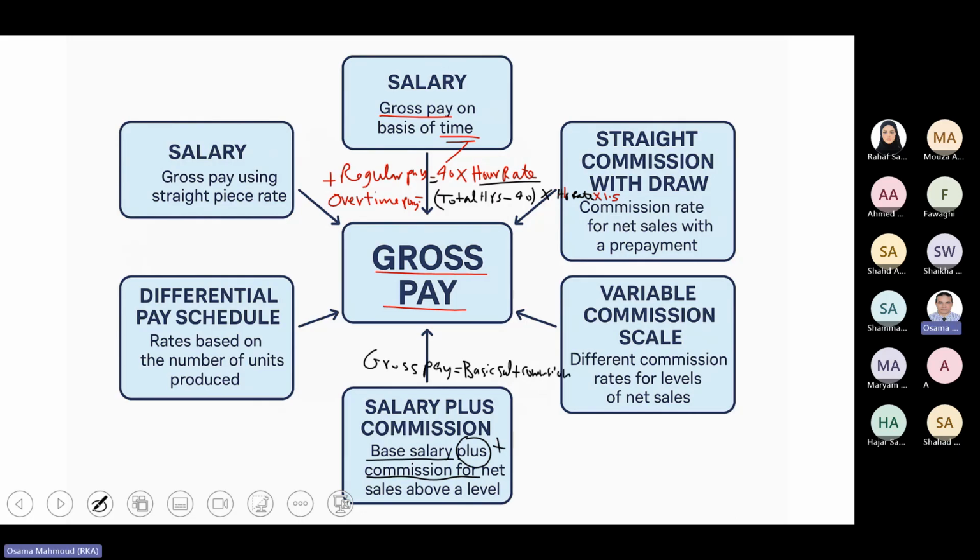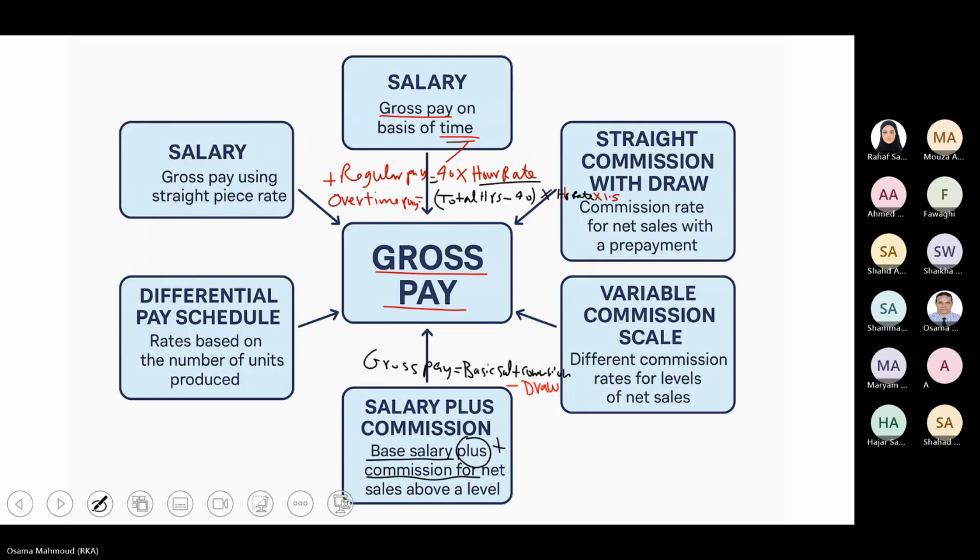But be careful here. If he's telling you he has a draw, you have to subtract this draw from the amount, right? Because he got the money in advance, so at the end he will not take it again. So you have to subtract whatever he drew before he started, okay? So be careful with the draw, okay?